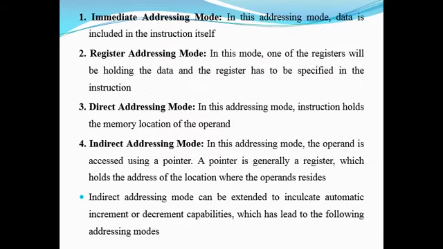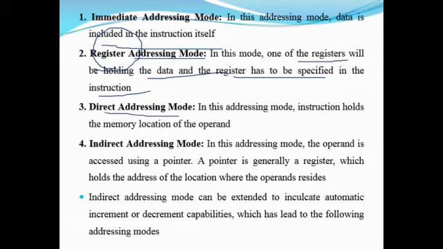So we can see that in immediate addressing mode, data is included in the instruction itself. Whereas in register addressing mode, the registers hold the data and the register has to be specified in the instruction, so we consider it a register addressing mode. Then direct addressing mode: in this addressing mode, the instruction holds the memory location of the operand. So by looking into the memory location, we can identify where exactly the operand is stored. That is a direct way of addressing.